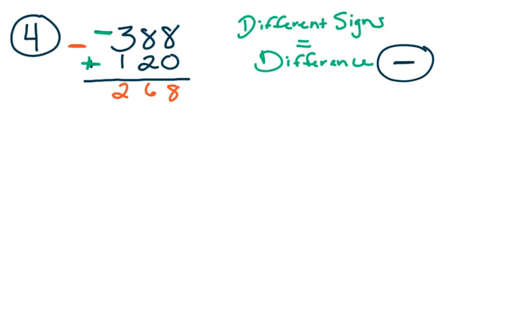So our answer is 268, but now we have to make a decision because we have to give our answer a plus or a minus sign. It's either going to be minus 268 or plus 268. And since the bigger number, 388, actually has the minus sign, we're going to give our answer the minus sign. So the bigger number's sign always wins.